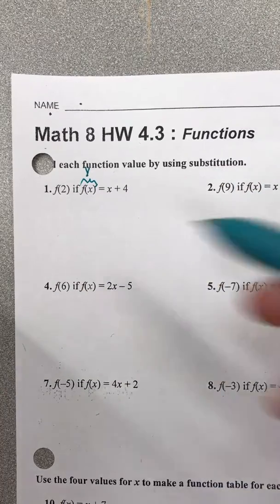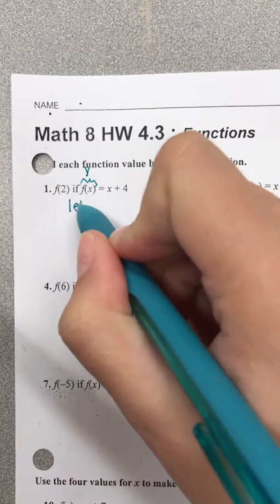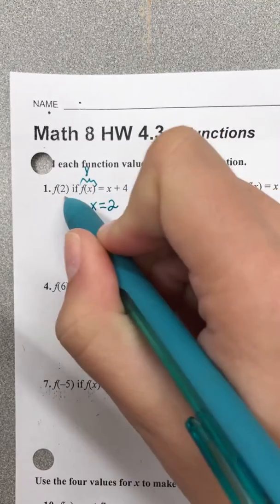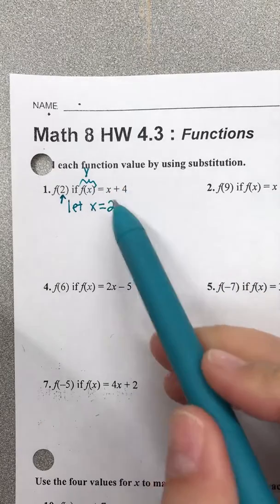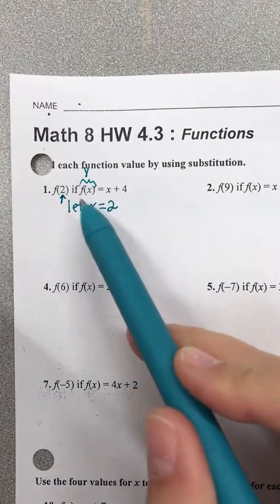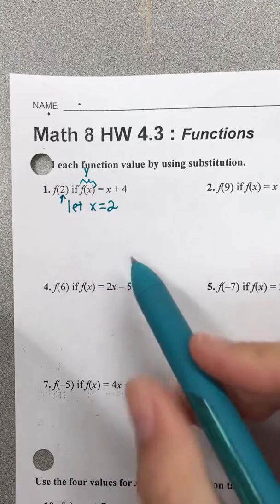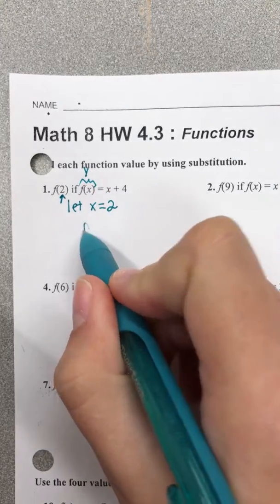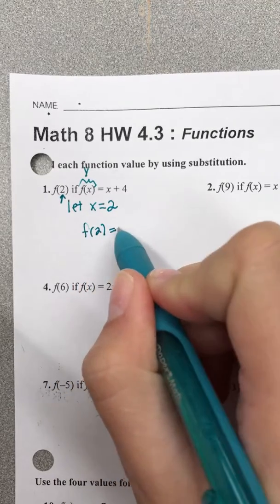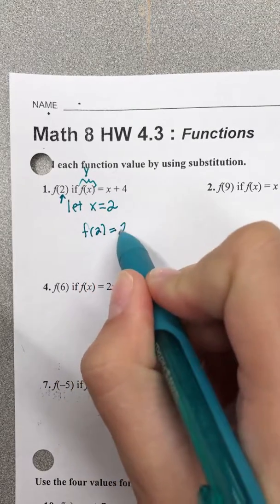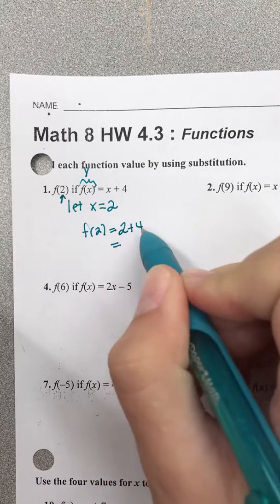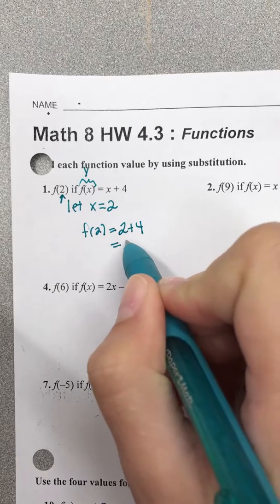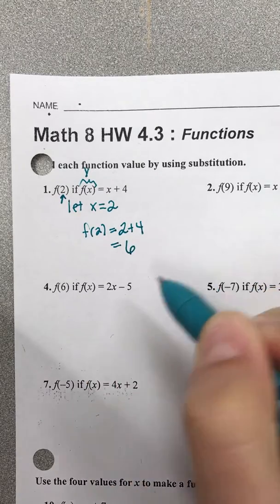Now, it wants to know if I let x equal 2, because that's the number that's in parentheses there. If I let x equal 2 and I plug 2 into my equation, what does my function equal? Or what does y equal? So f of 2 is equal to, I'm plugging in 2 for x, 2 plus 4. Now, if I just put this into my calculator or I do mental math, 2 plus 4 is 6.